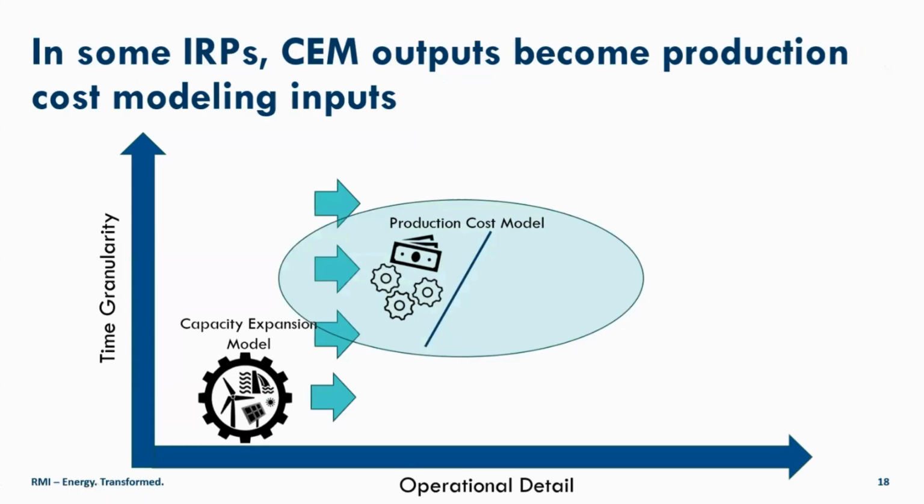All right, so in some IRPs, the outputs of the capacity expansion model become the inputs to this next model, production cost models. This is already an example of a better modeling practice because not all IRPs pass inputs forward. But it is one good practice that we can keep our eyes out for. And as you can see, we are moving up the graph here in terms of operational detail and time granularity.